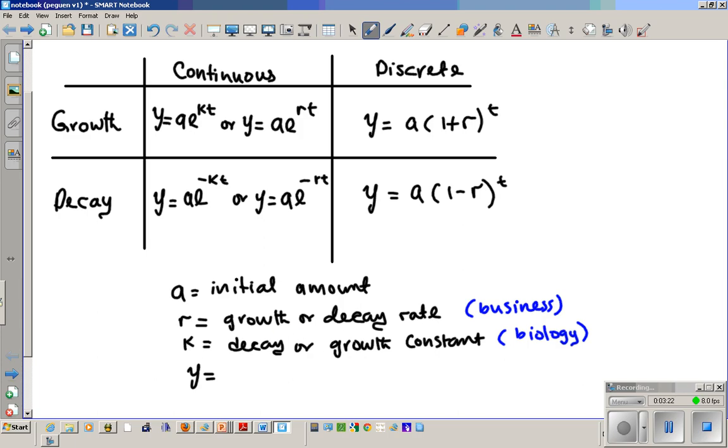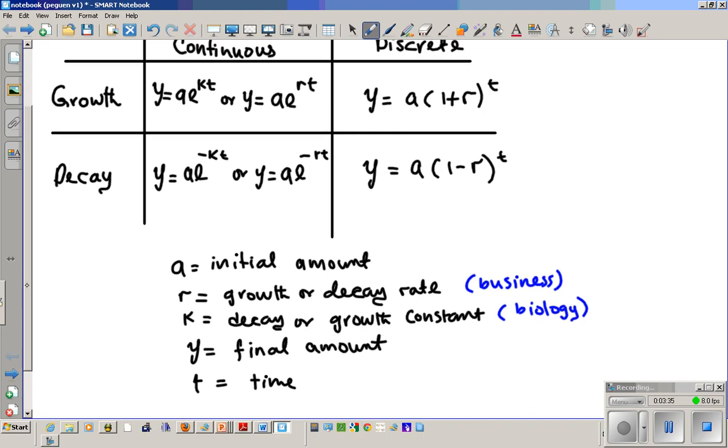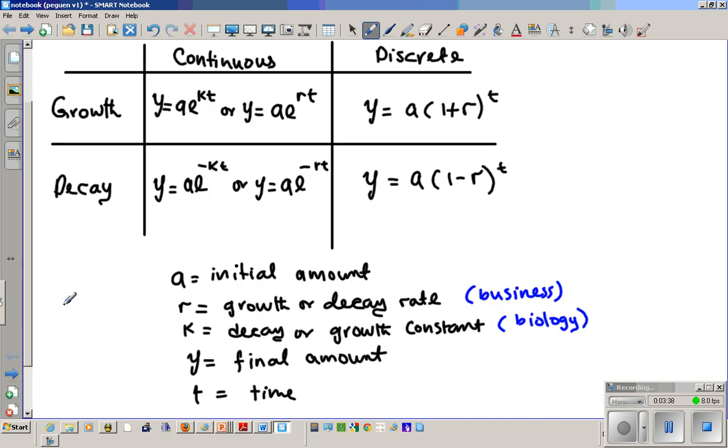y is the final amount, and t is basically time. It could be hours, it could be seconds, it could be days, years, whatever the time measurement criteria is. So that goes your matrix of formulas that we're going to be using for today.